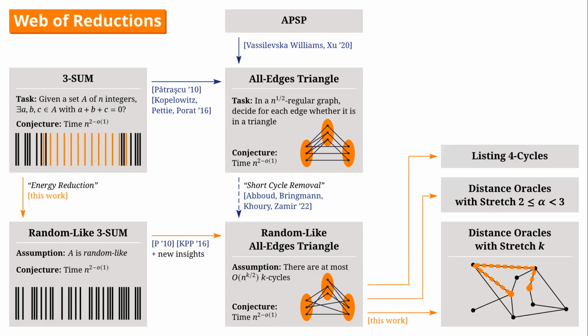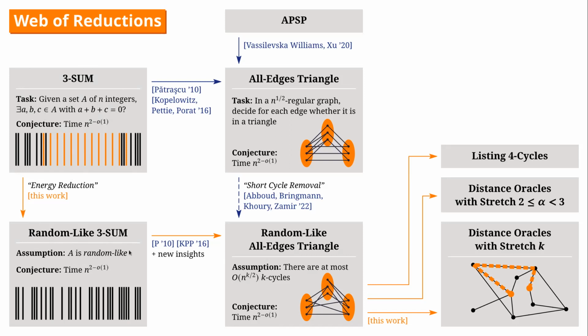Right, and from this you can also derive our corollaries for listing 4 cycles and for distance oracles with small stretch between 2 and 3. Now, unfortunately, this talk is supposed to be 25 minutes, so I don't have enough time to talk about all these steps. Let me instead just focus on the first one. But actually, before, I should explain to you what I mean by being random-like.